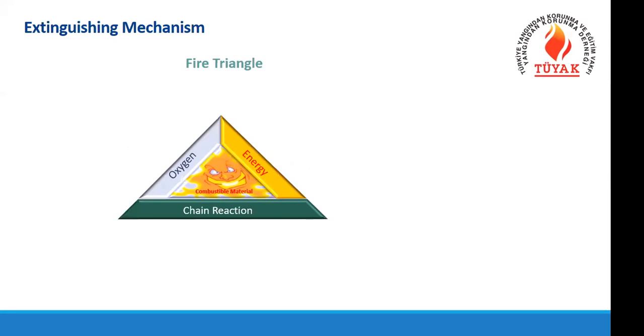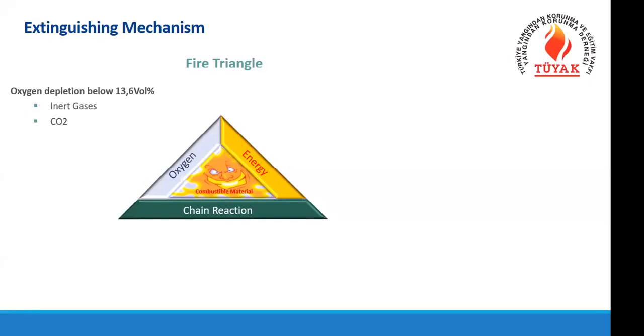But for the fire types, class A, class B, and class C fires in general, we can use these gas systems. So we have a fire triangle that consists of oxygen, energy, and chain reaction, and the combustible material. And this fire triangle is also used for our fire extinguishing mechanisms. One of these items will be critical for us to define our fire protection system.